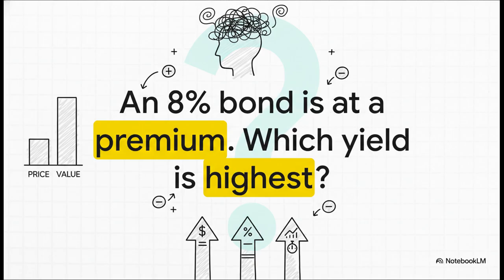Does a question like this make your head spin? I mean, you've got 4 different yields, the bonds trading at a premium. Where do you even begin? Well, stick with me, because by the end of this, you'll be able to answer this in seconds. No complex math, I promise.